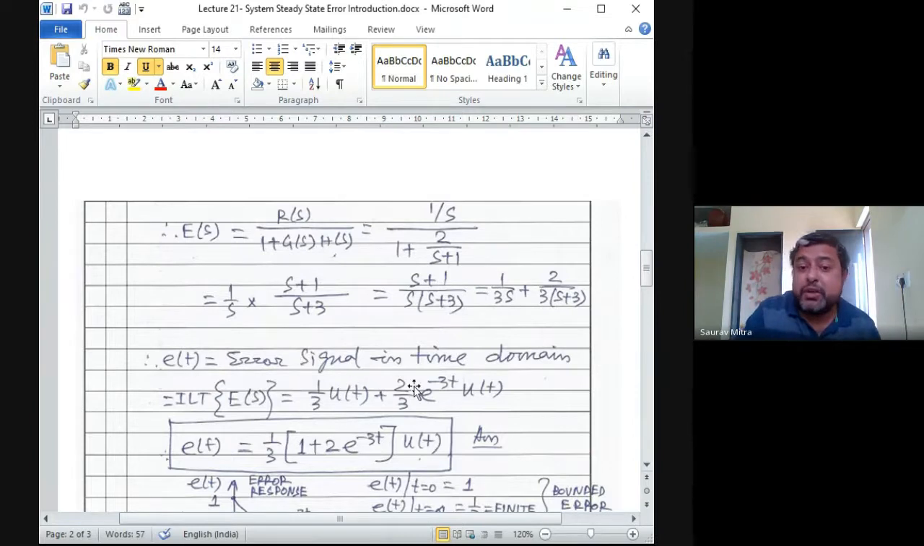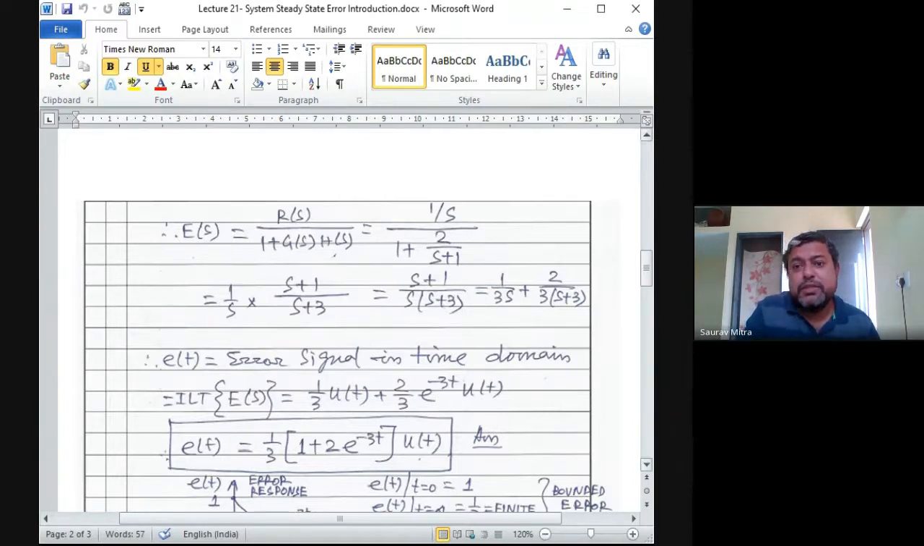At t is equal to 0, how much will be the error? At t is equal to 0, error will be 1 by 3 plus 2 by 3, that means 1. Is it understandable? At t is equal to 0, the total error will be 1 by 3 plus 2 by 3. That means error will be 1, so at t is equal to 0, the error is maximum. Error is maximum means the difference between input and output will be maximum.